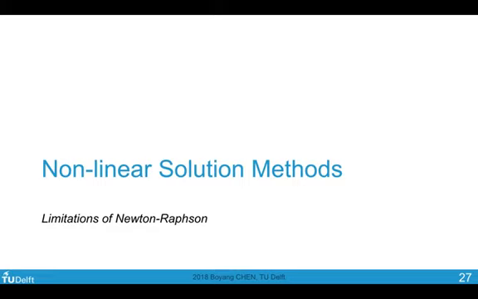I've applied the correct convergence criteria and I've taken care of all the boundary conditions and avoided all the common convergence issues. Can I still run into trouble with Newton-Raphson? In this video, I'm going to show you the cases where Newton-Raphson fails.